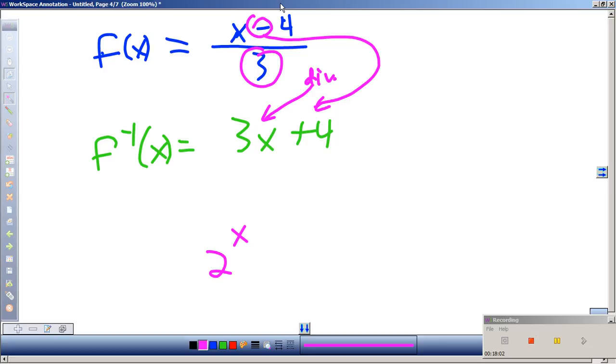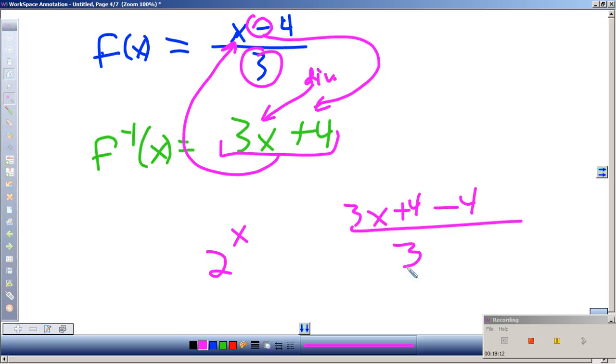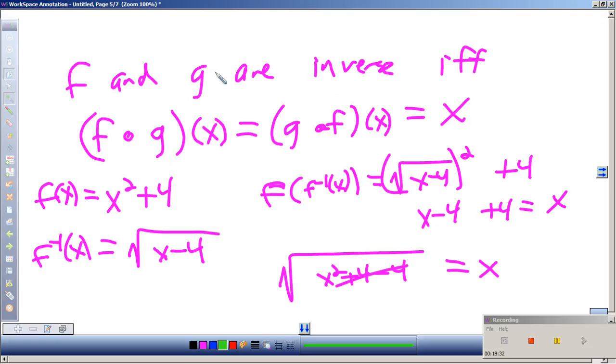And we could apply the same thing to this one. If I plug 3x plus 4 up here, I have 3x plus 4, minus 4, all over 3. So cancel the 4s, and 3x over 3 is x. So this is one way of telling, if it says verify that these two functions are inverses, one way of doing it is doing this f of g of x and g of f of x, and showing that either way you get x.